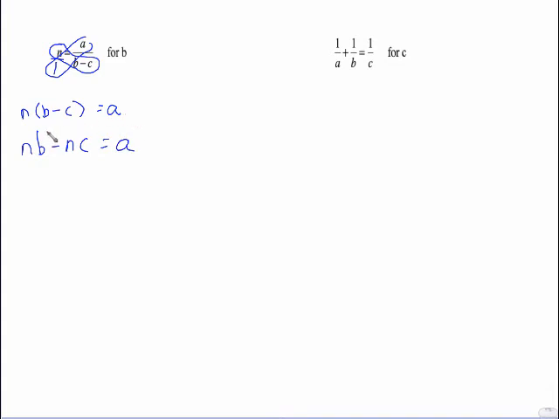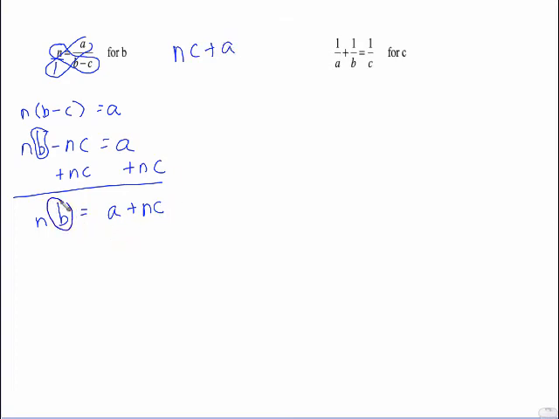And what I want to solve for is b. To get the b alone, I'm going to have to add nc to both sides, which gives me nb equals a plus nc. And of course with addition, instead of a plus nc, that could be nc plus a. Doesn't matter a bit. The last thing is I want the b alone. So divide both sides by n, which gives me b equals a plus nc over n, which is perfectly acceptable.